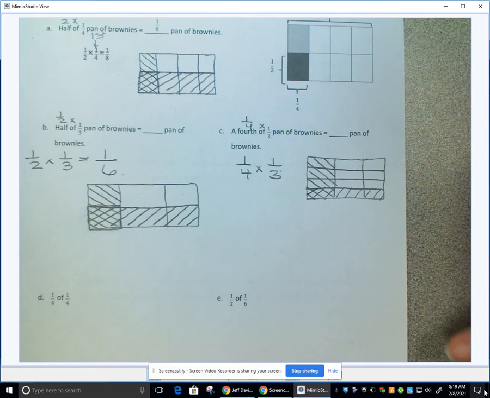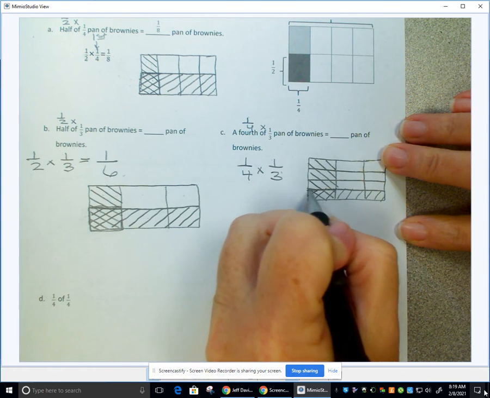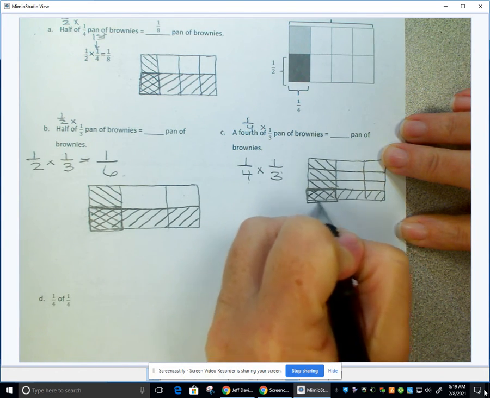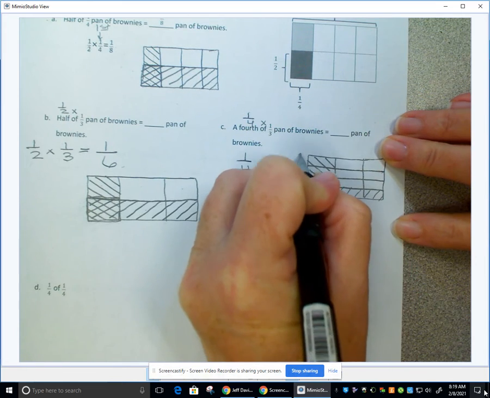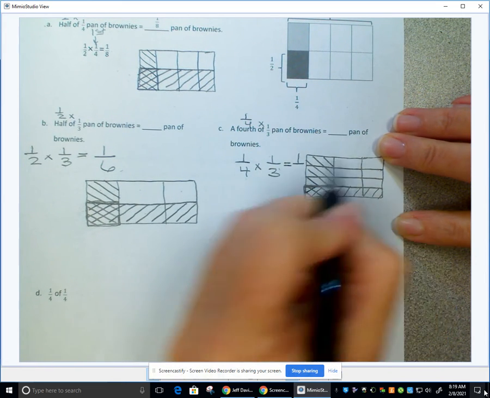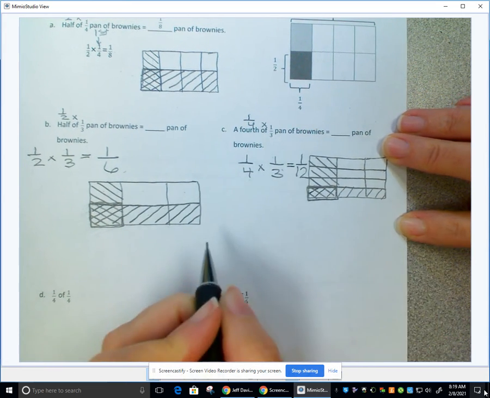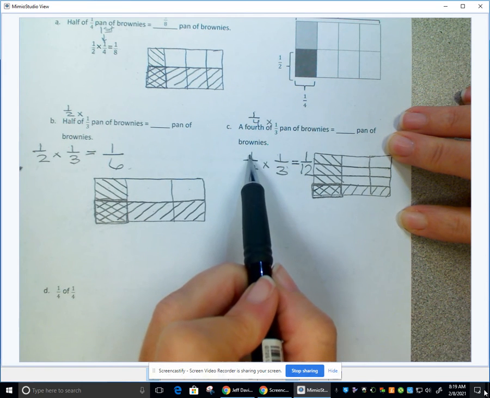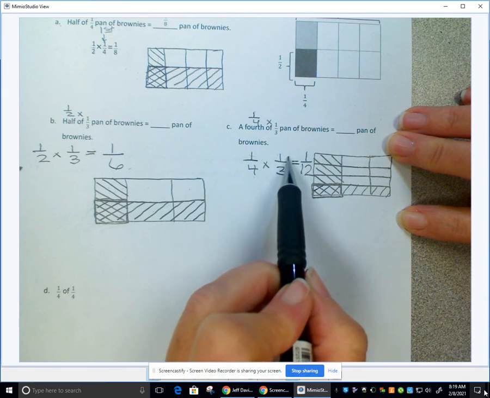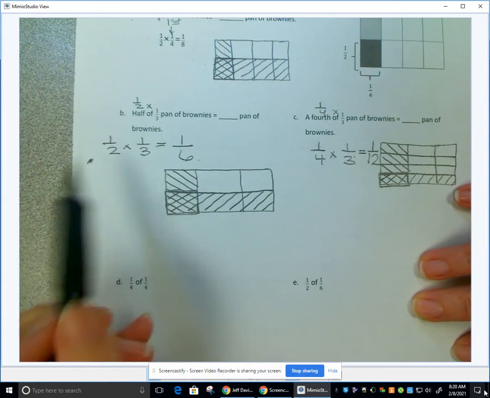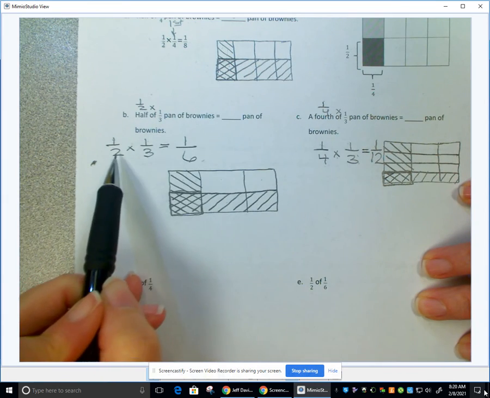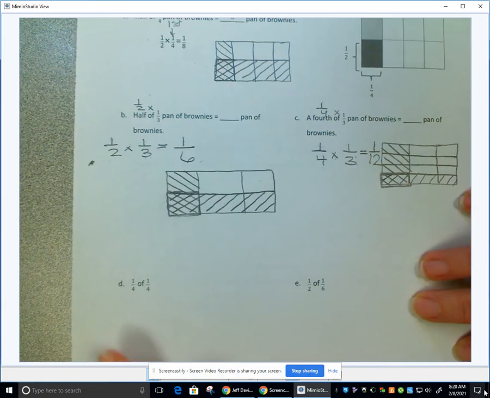And when I reveal it, see, my answer is what got the cross pattern. And that's 1 out of 12 in all. And see, you can see the same thing. If I go 1 times 1 is 1, 4 times 3 is 12. Look at this one. 1 times 1 is 1, 2 times 3 is 6.